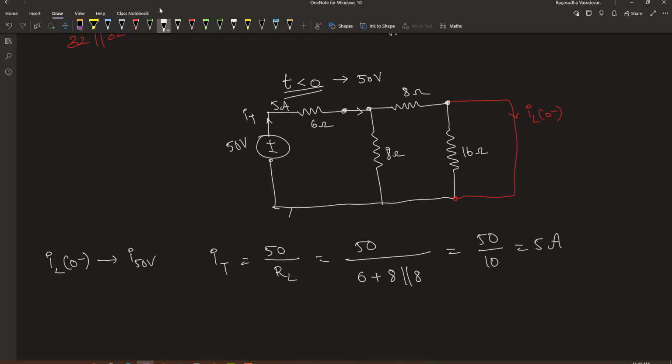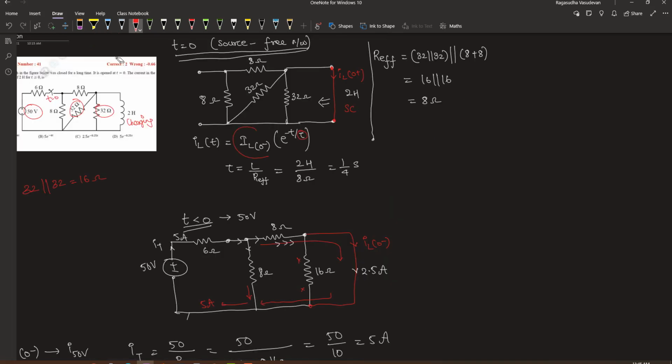This 5 ampere divides into 2 into this 8 ohm and 8 ohm. Because of the shorted path, this current straight away goes into the short, leaving the 16 ohm resistor. Combining with this current, this 5 ampere goes back. Therefore, IL 0 minus will be the current through this branch, which is the current through 8 ohm resistor. So by current division rule, it is the total current times the other resistor divided by the sum of two resistors. So the 5 ampere will be halved and the current that is passing through this is 2.5 ampere. IL0 minus is 2.5 ampere.